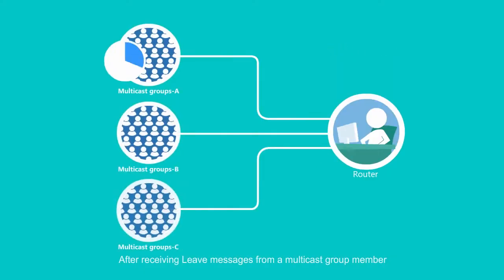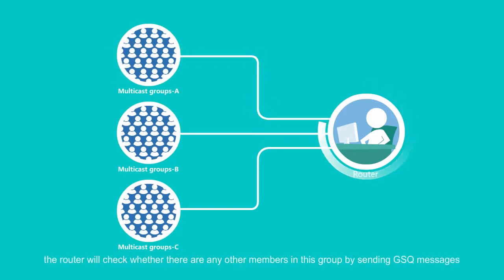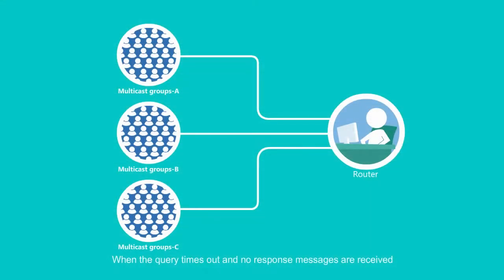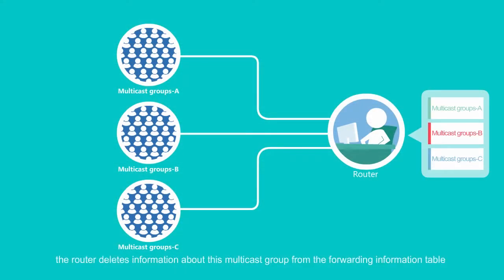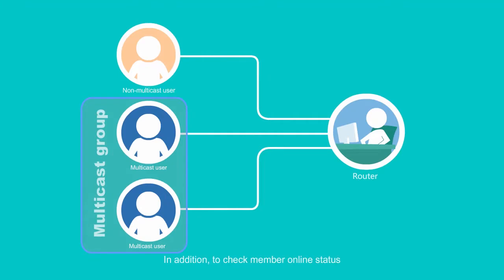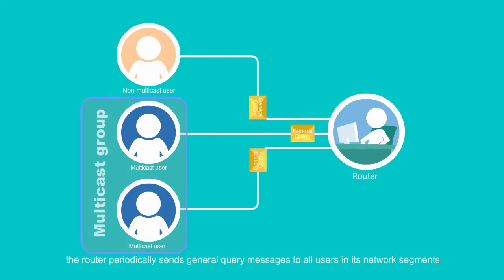After receiving leave messages from the multicast group member, the router will check whether there are any other members in this group by sending GSQ messages. When the query times out and no response messages are received, the router deletes information about this multicast group from the forwarding information table. In addition to checking member online status, the router periodically sends general query messages to all users in its network segments.